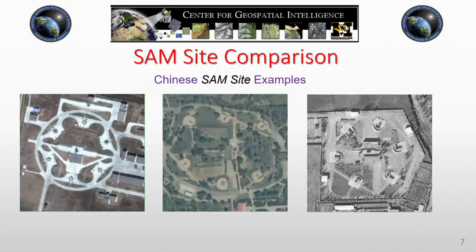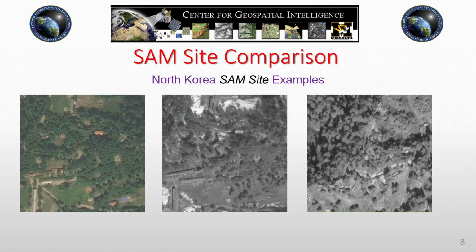In fact, here's an example. These are some SAM sites from that original study that we published in 2017. This is some examples of what SAM sites look like in North Korea. Much more concealed within the vegetation and much more well hidden. And so much more difficult to visually even look at that and say that's a SAM site. It would take more training and expertise to do that.